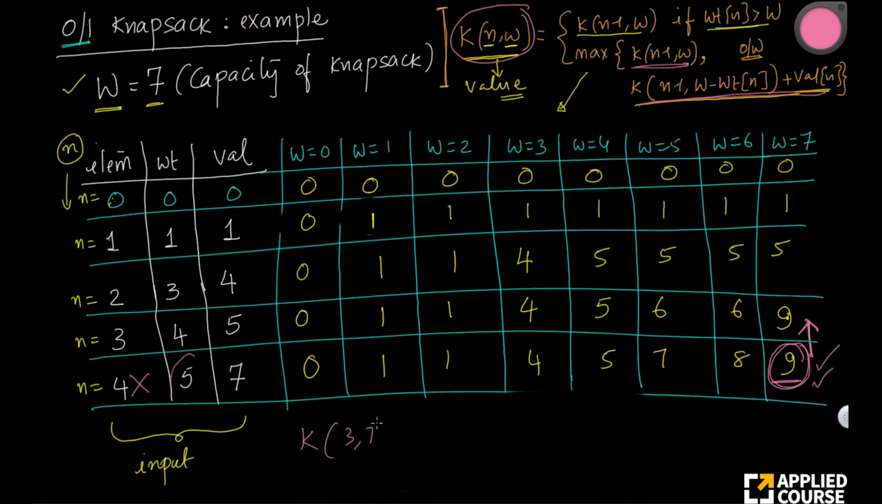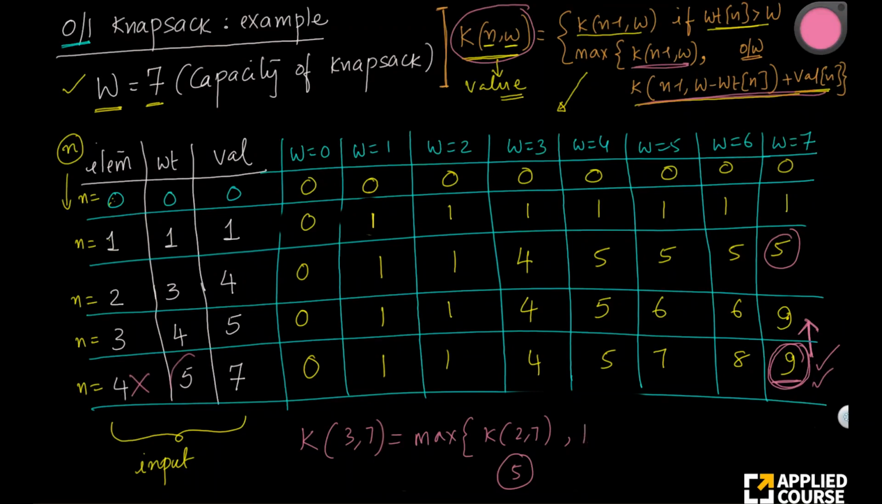We have K(3, 7). How do we get this 9? Because look at the weight here. The weight here is 4, which is certainly less than 7. So we didn't go through the first option, we went through the second option. So this was the max of K(2, 7), but K(2, 7) is 5. It didn't come from this. So it came from the second option.